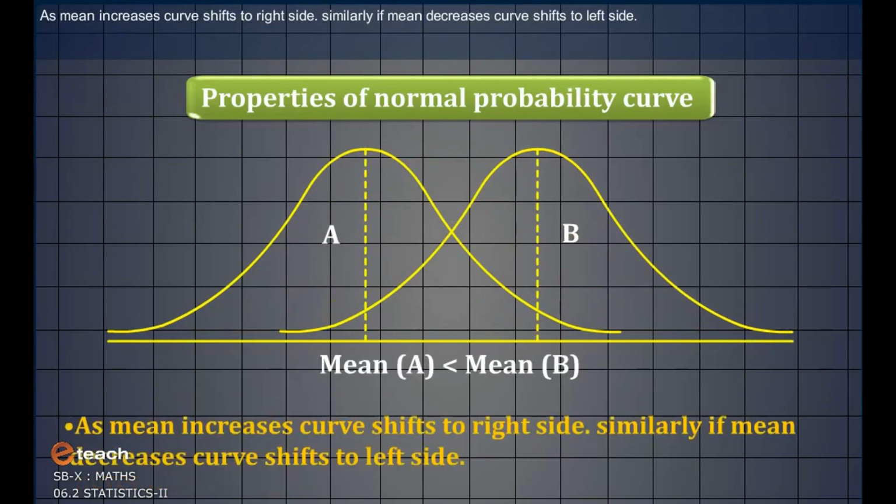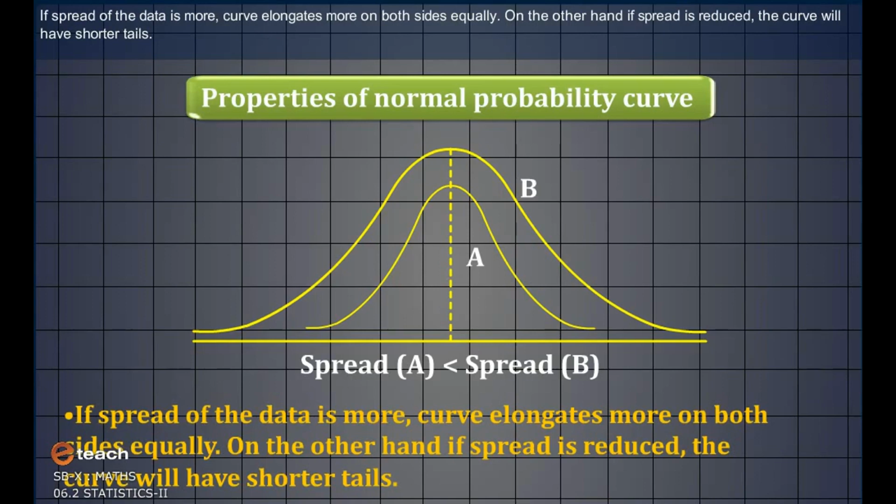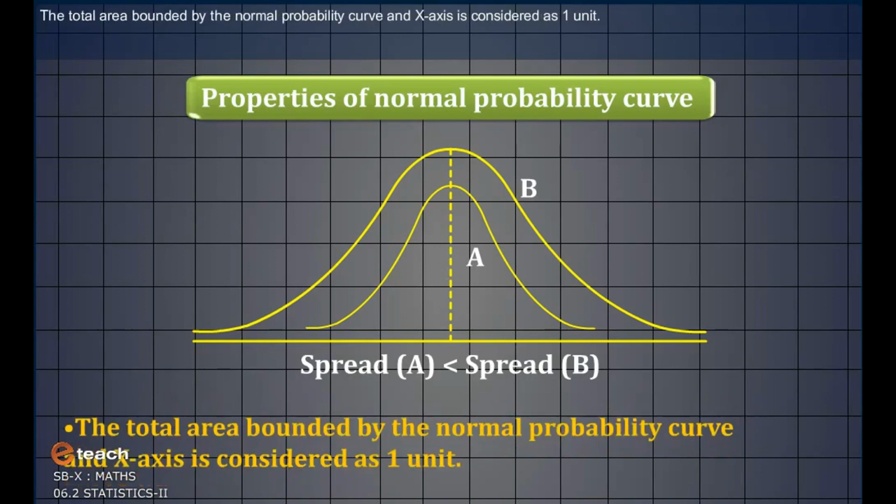As mean increases, curve shifts to right side. Similarly, if mean decreases, curve shifts to left side. If spread of the data is more, curve elongates more on both sides equally. On the other hand, if spread reduces, the curve will have shorter tails. The total area bounded by the normal probability curve and x-axis is considered as 1 unit.